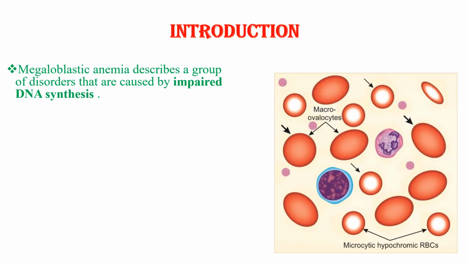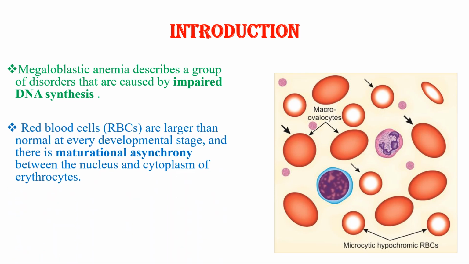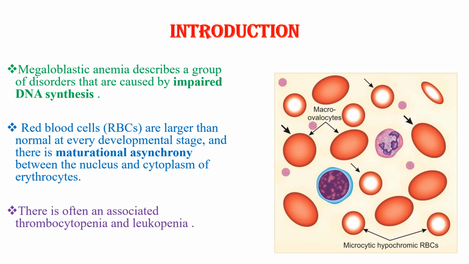Megaloblastic anemia describes a group of disorders that are caused by impaired DNA synthesis. Red blood cells are larger than normal at every developmental stage, and there is maturational asynchrony between the nucleus and cytoplasm of the erythrocytes. There is often an associated thrombocytopenia and leukopenia in addition to anemia.